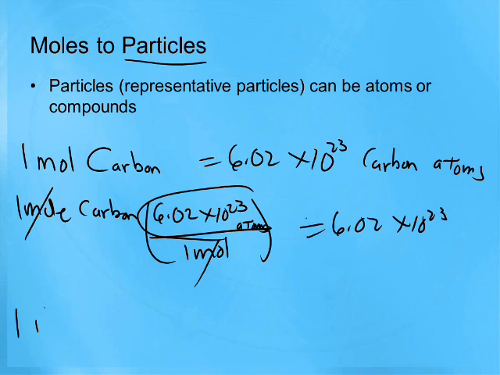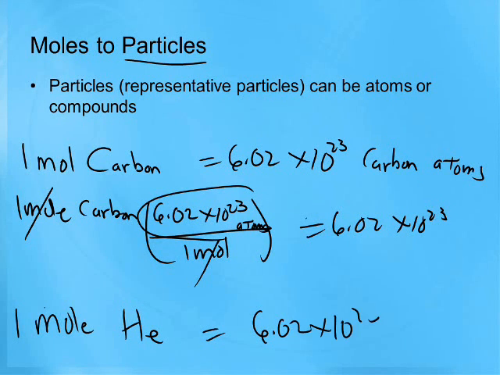What if we said 1 mole of helium? 1 mole of helium is the same thing. It has 6.02 times 10 to the 23rd helium atoms. 1 mole of, you pick anything. 1 mole of hydrogen has 6.02 times 10 to the 23rd hydrogen atoms. 1 mole of nitrogen has 6.02 times 10 to the 23rd nitrogen atoms.